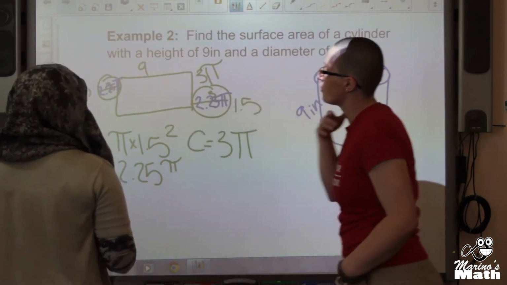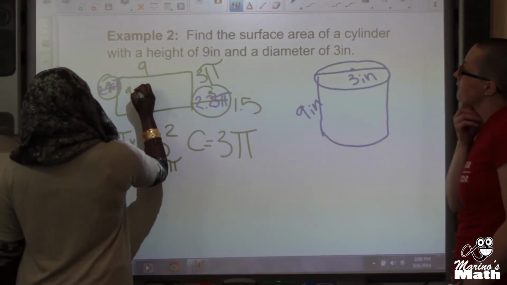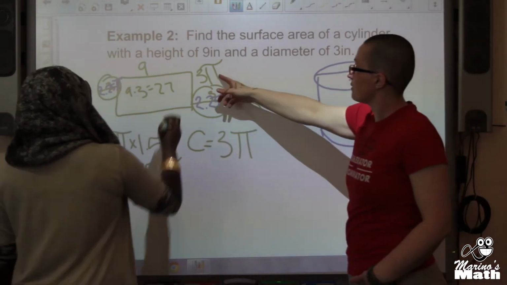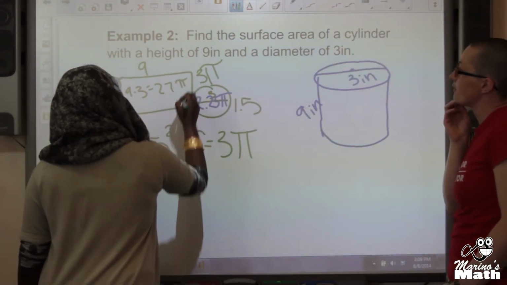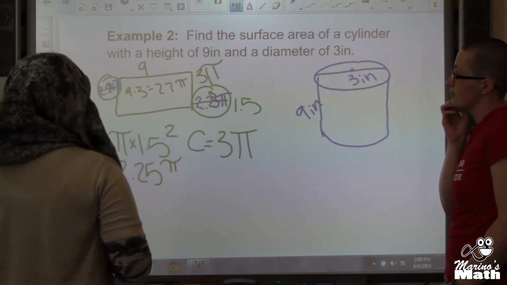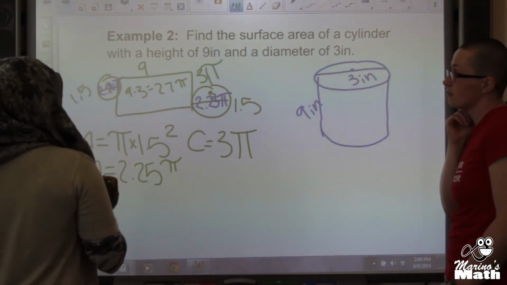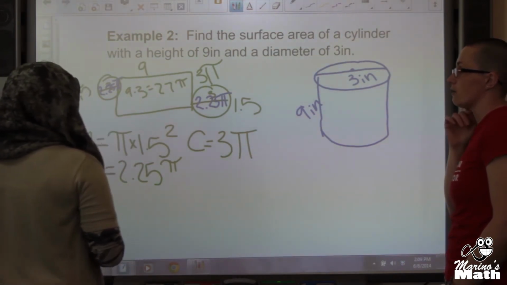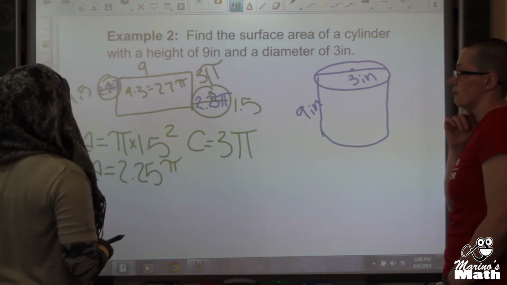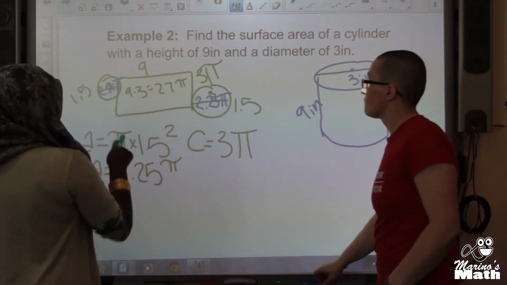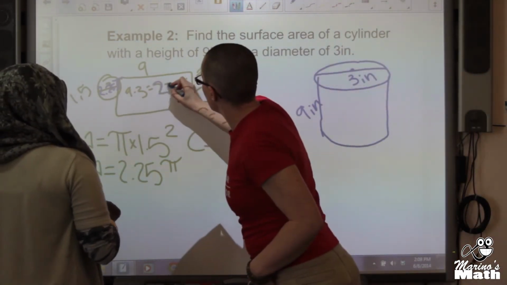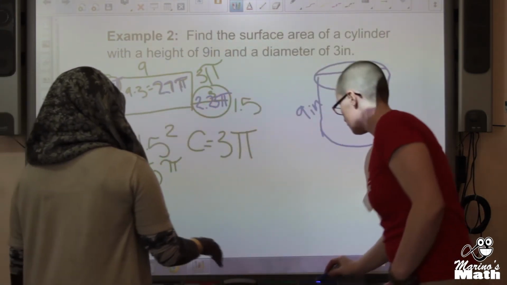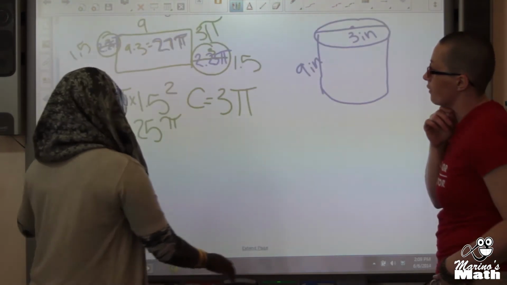So now how are you going to find your area inside? And again, don't forget your pi is attached to it, so it's really 27 pi. And all 3 of them together will give you a final surface area for the cylinder. It helps if you write them in different colors. So all the blue ones are your areas, and those are the 3 that you're going to end up adding together.